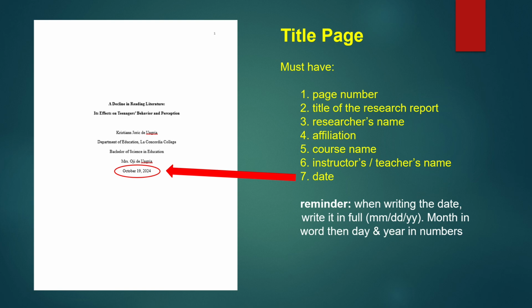It is always best to write the date in full. Spell out the month instead of abbreviating it, followed by the day and year. In writing the day and year, it is fine to use numbers instead of words.